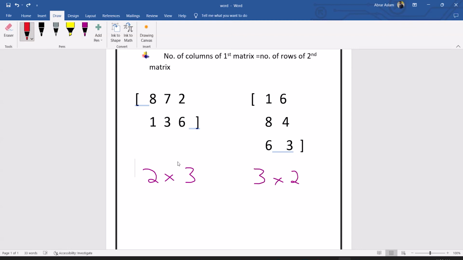So according to the rule, the columns of the first matrix should always be equal to the rows of the second matrix. This condition should always be fulfilled, otherwise the matrix multiplication will not be possible. So we have to follow this rule also in our programming and create matrices which follow this rule for multiplication.